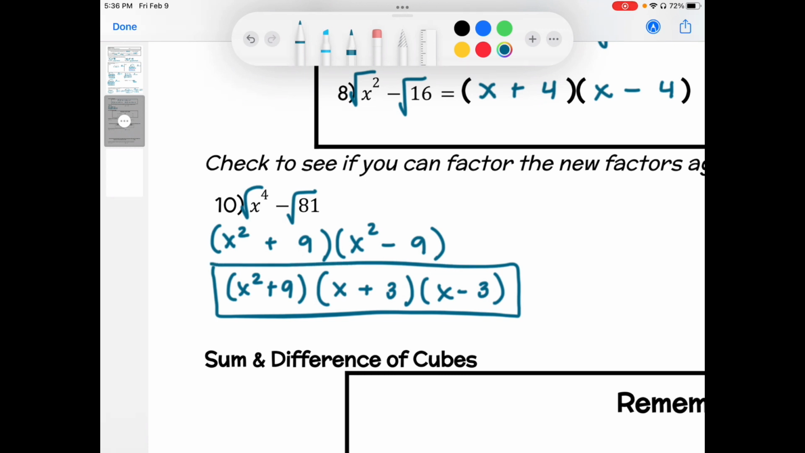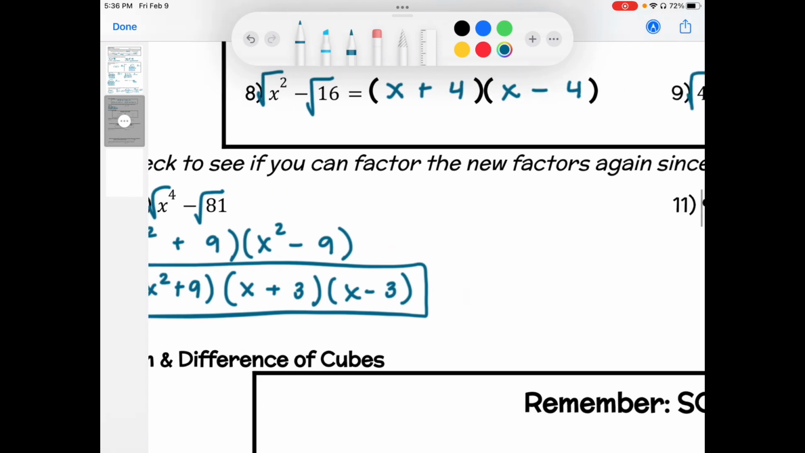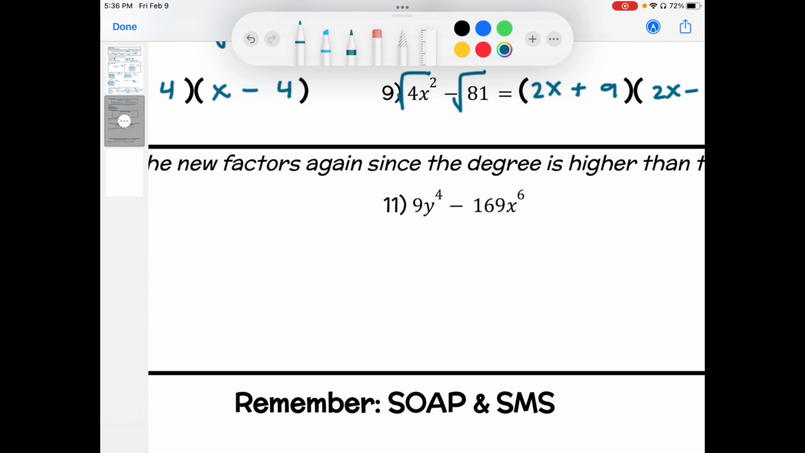All right, so for number 11, you won't be able to factor it any further after the first time you factor, like we could here. So go ahead and figure out what the square root of each of these is and write it in factored form.